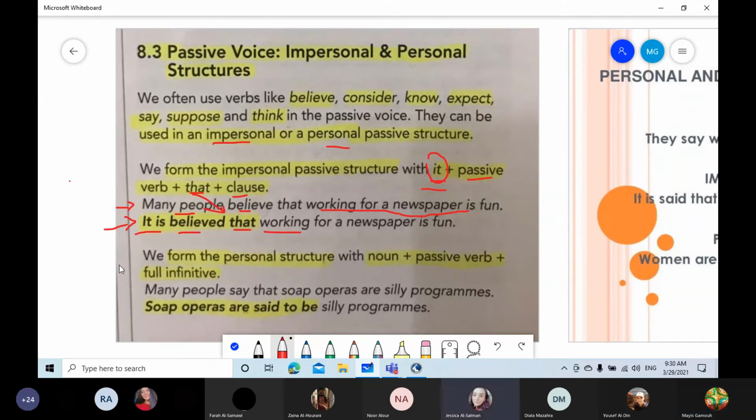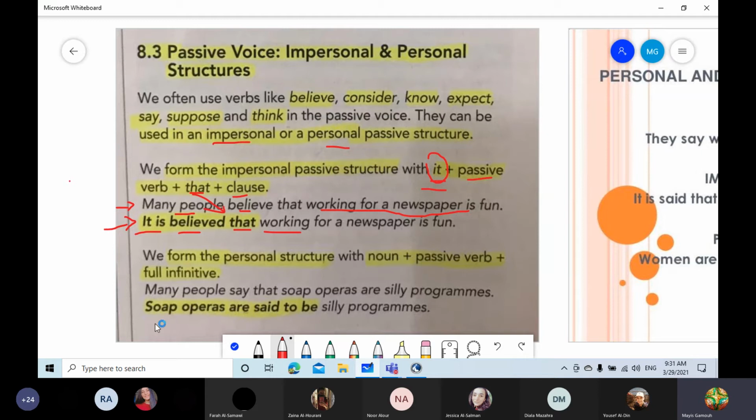Yes, teacher. We form the personal structure with noun plus passive verb plus full infinitive. Many people say soap operas are silly programs. Okay, and here the passive: soap operas are said to be silly programs.